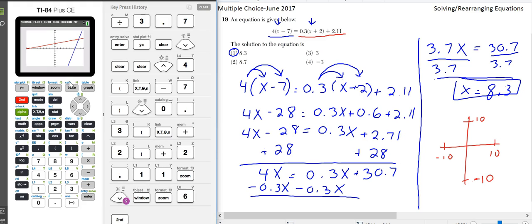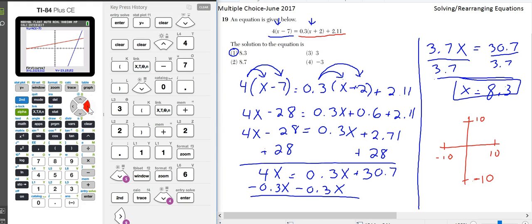If we do second trace, we'll get into what this little blue word says, calc. This is the calc menu. If we scroll down, press the down arrow, down arrow, down arrow, to 5, intersect, we can have the calculator tell us exactly where two lines intersect. They want first curve, which is the first line. So let's make sure that we're on the first line.